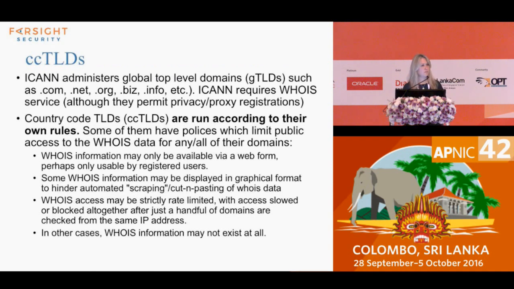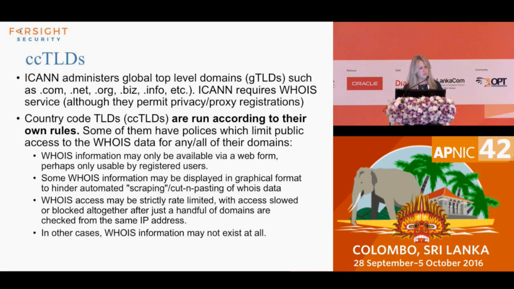Another thing I want to bring forth is the difference between the country code top-level domains and the global top-level domains. There's a difference that has to be understood, where ICANN administers the global top-level domains, such as .com, .net, .org, and the 50 to 100 new ones that you have, .music, .love, I don't know what they all are. ICANN requires the WHOIS service, although they do permit privacy and proxy registrations.